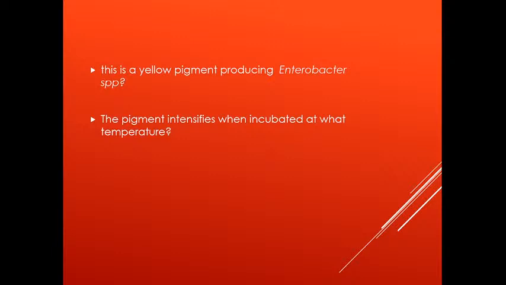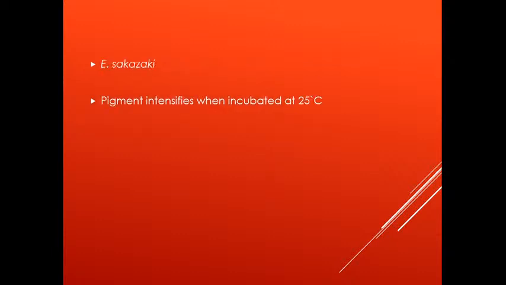The yellow is basically just like scrambled eggs, but it becomes Big Bird yellow when you take it out of the incubator. After several hours of incubating it at room temperature, the color becomes intensely yellow. Okay, so from a dull yellow, it becomes like Big Bird's feathers. So just remember Enterobacter sakazakii. The yellow pigment producing species of Enterobacter is Enterobacter sakazakii.